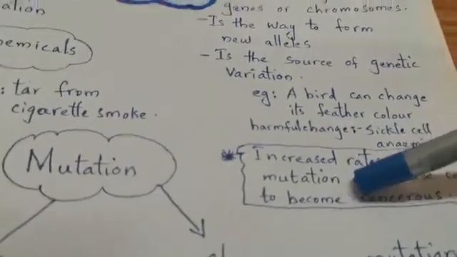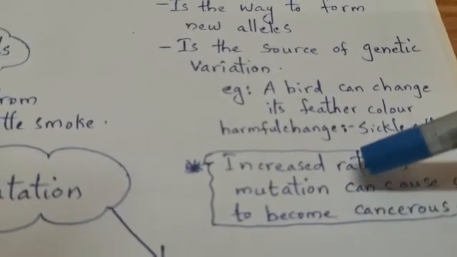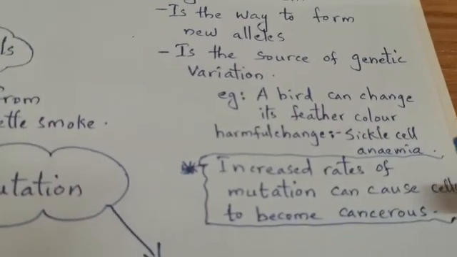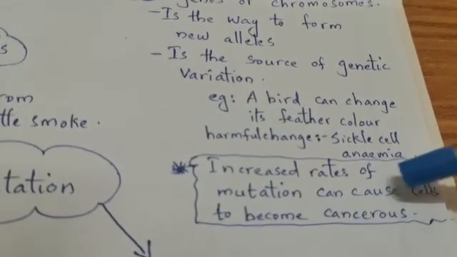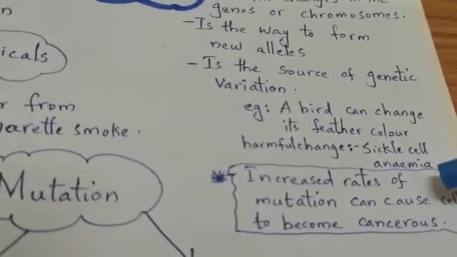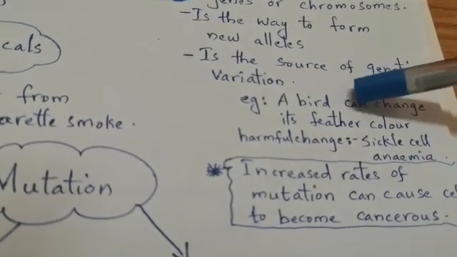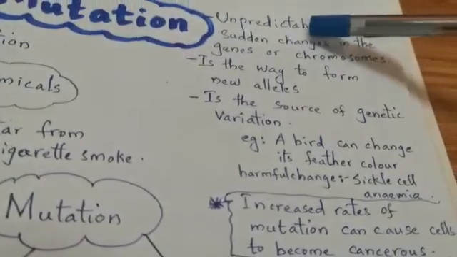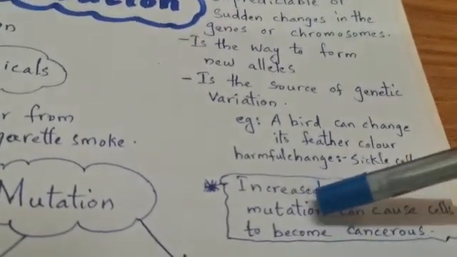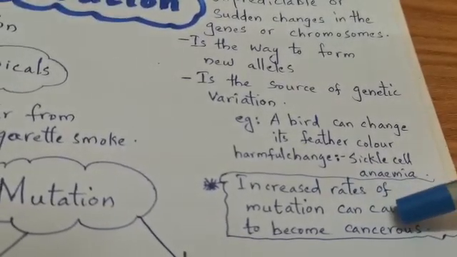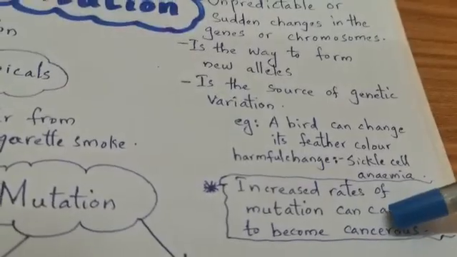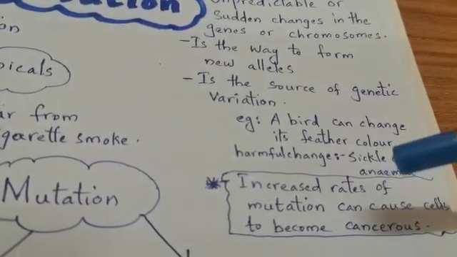Then another problem of the mutation is increased rate of mutation. Increased rate of mutation can cause cells to become cancerous. If you are making so many changes in the chromosome, sudden or unpredictable changes may happen. The cells multiply enormously, making the person cancerous. So this is the problem of mutation.